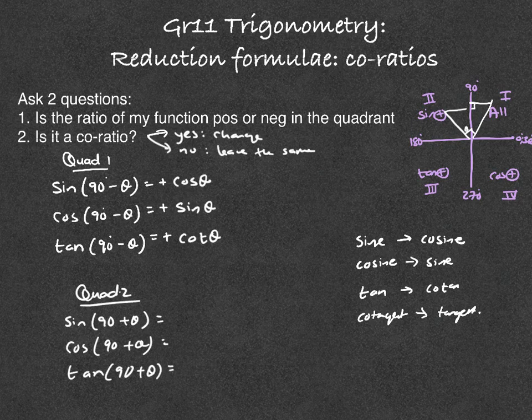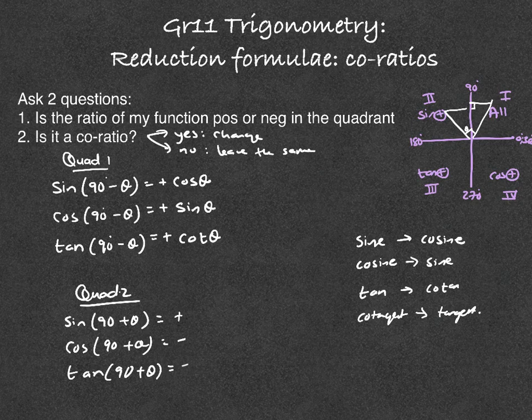So first question is, is my original function positive or negative in this specific quadrant? This is all quadrant 2. Is sine positive in quadrant 2? Yippee yay. Is cos positive in quadrant 2? No, the ratio of cos is negative in quadrant 2, only sine's positive. Is the ratio of tan positive in quadrant 2? No, the ratio of tan is negative in quadrant 2.